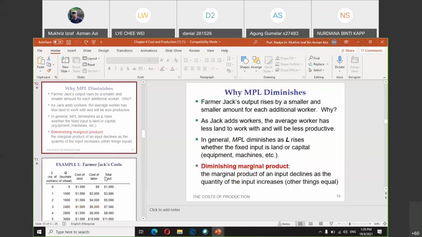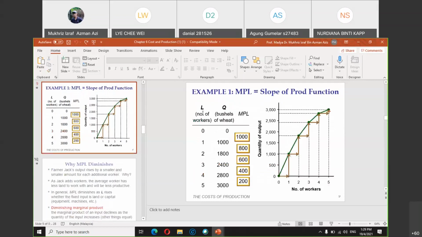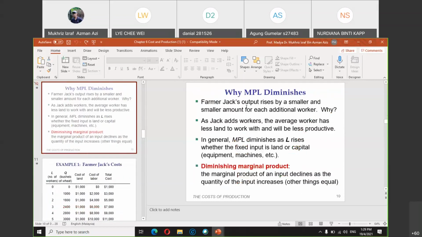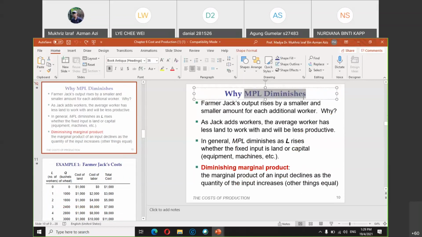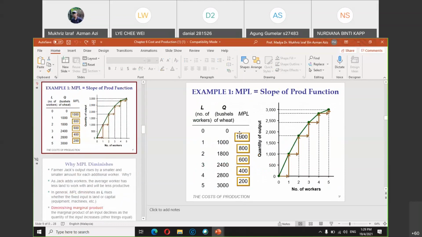But from the supplier side, you can also use the same concept, but we don't call it diminishing marginal utility, we call it diminishing marginal return. Utility is replaced by the word return. Here you can see why MPL diminishes, marginal product of labor diminishes or decreases, which you can see directly from here. MPL starts from 1000, then keeps on declining.